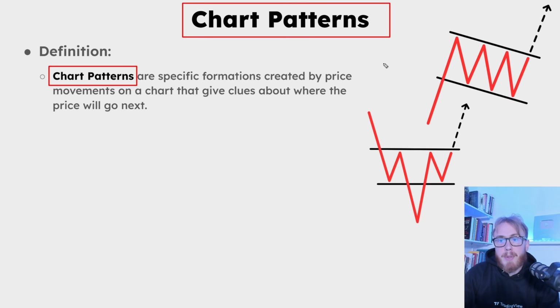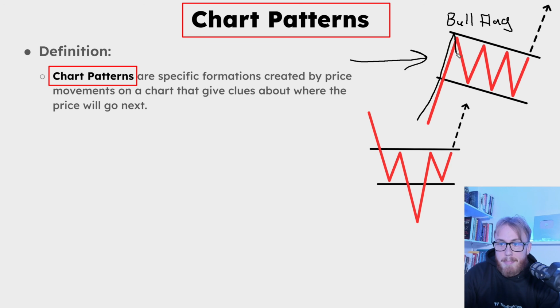So for example, if you take a look at this image right here, this is a chart pattern we call a bull flag. And this is a specific pattern. When the price goes up, it consolidates for a while, and then the goal of the pattern is to continue the price towards the upside.